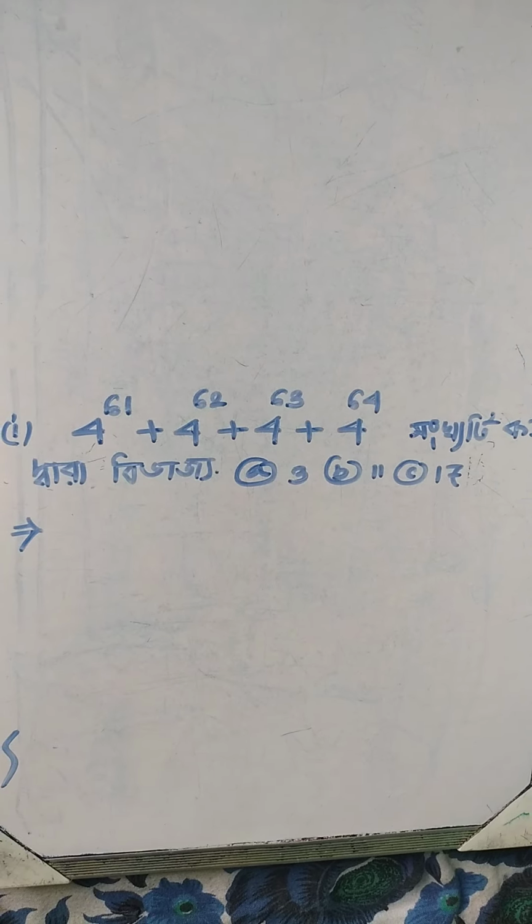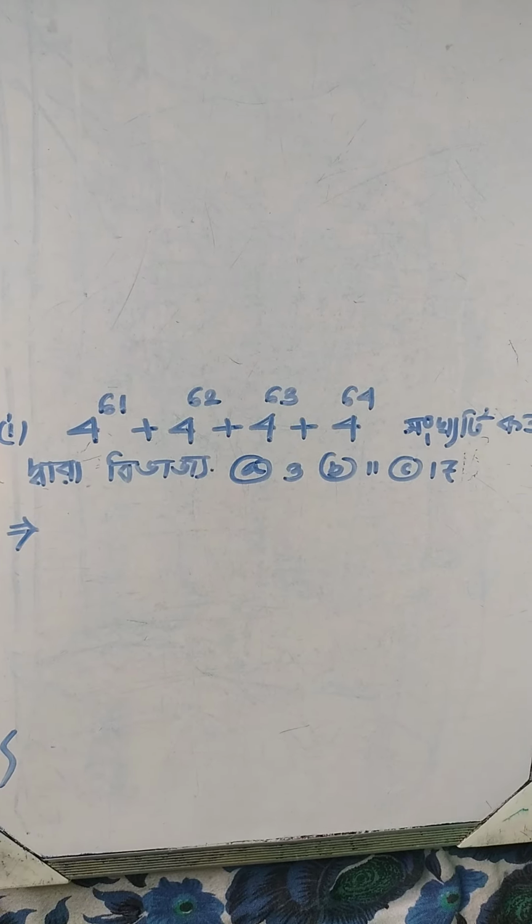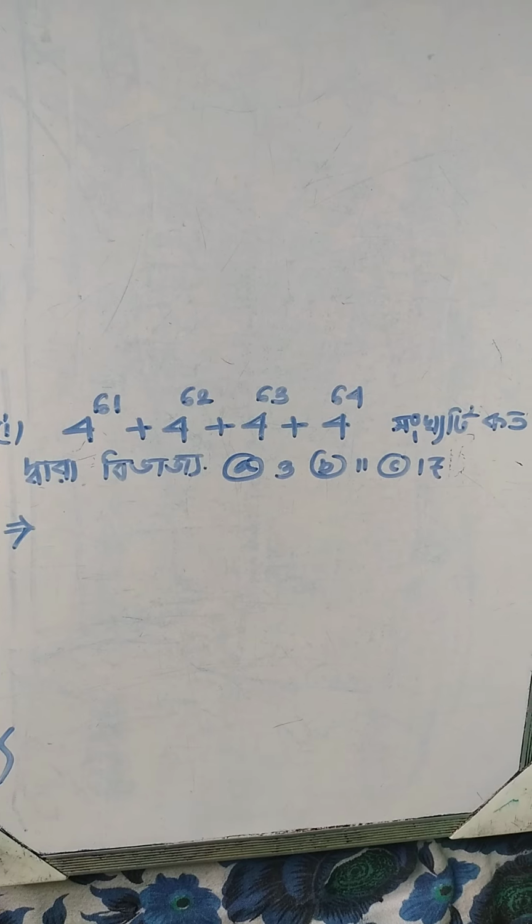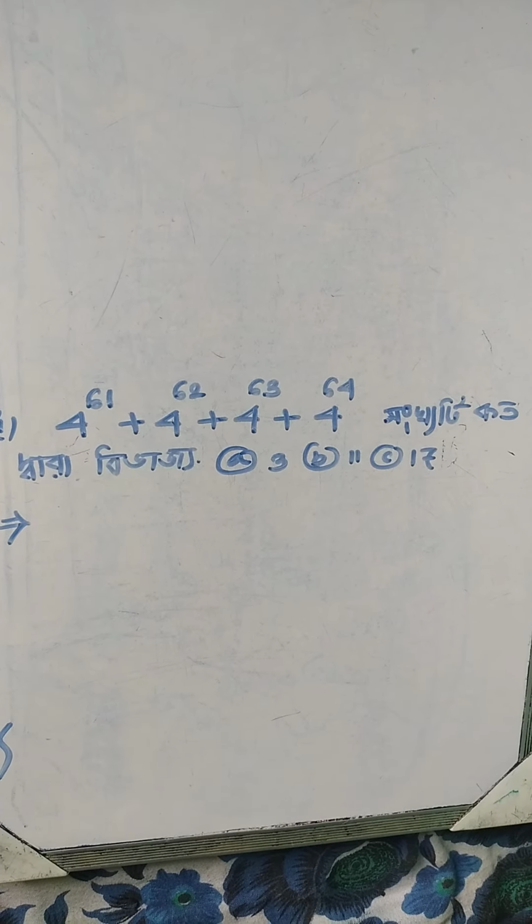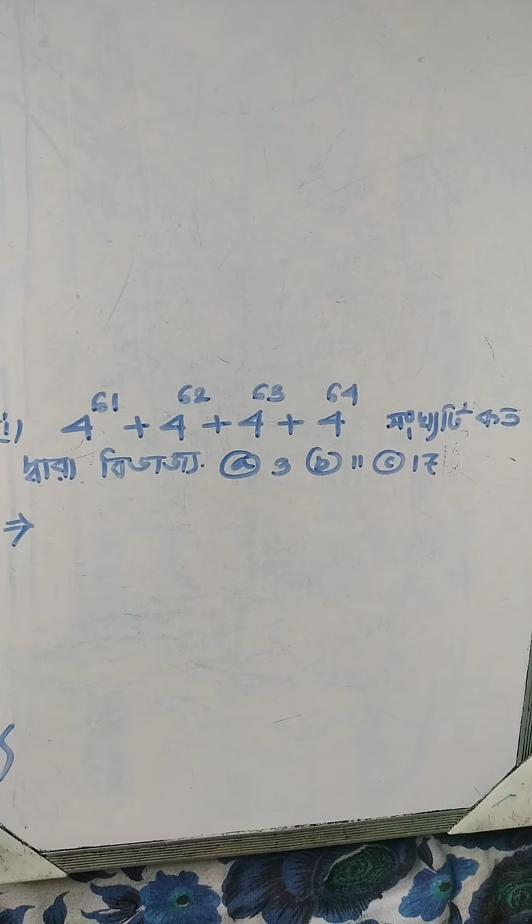4 to the power 61, 4 to the power 62, 4 to the power 63, 4 to the power 64. সংখ্যাটি কত দ্বারা বিভাজ্য? 3, 11 or 17?